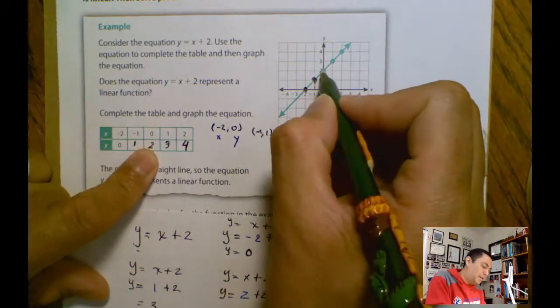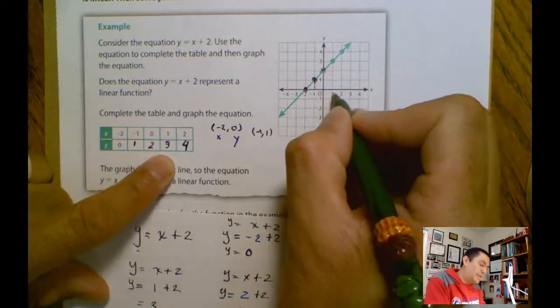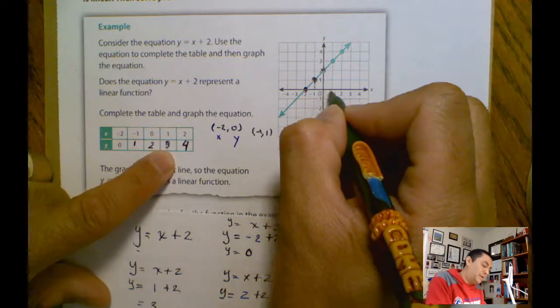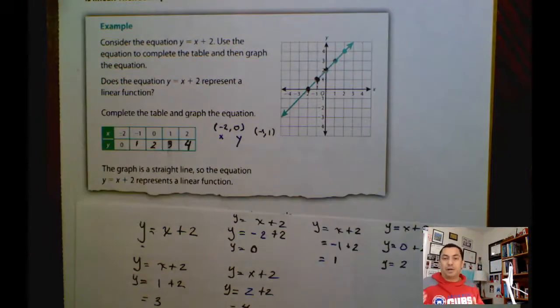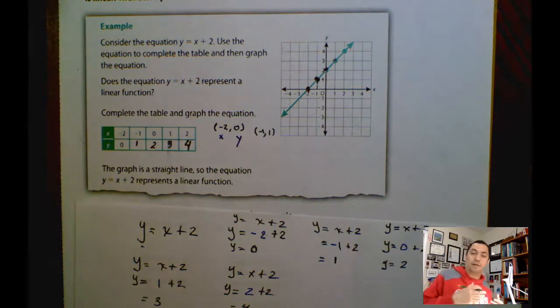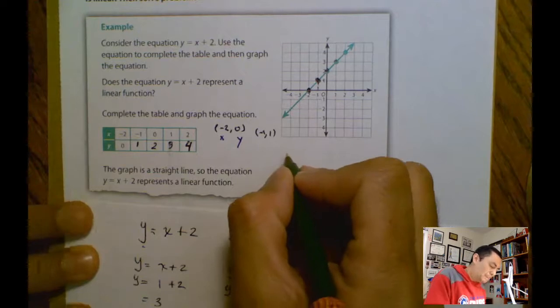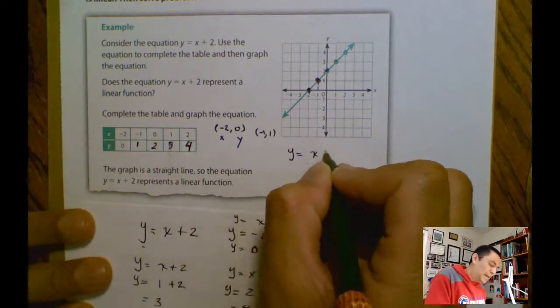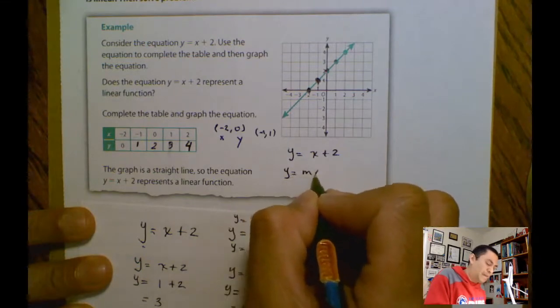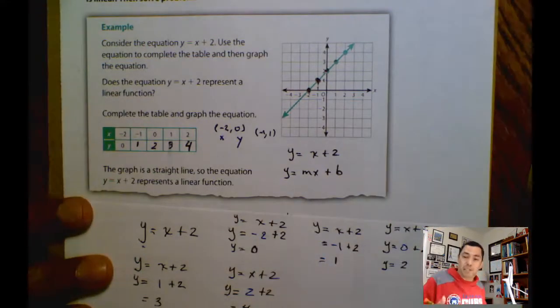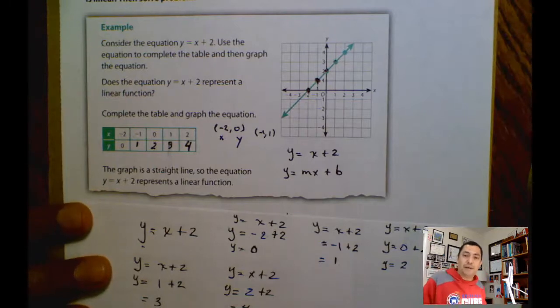So 0 and 2. Then 1 and 3, and so on. And then you graph and you can see it's a straight line. Now, the graph is a straight line, so the equation y equals x plus 2 represents a linear function. Another way that we've been learning in the classroom is that y equals x plus 2 has the form y equals mx plus b, which is the linear function.